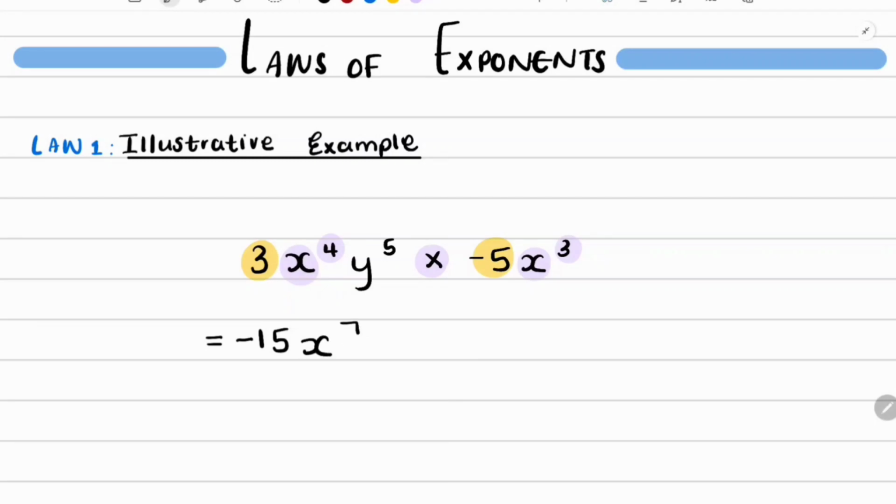Lastly, we're going to deal with the y. Now, take note that we have a y to the power of 5 here, and here we don't have any y. That's not a problem. All this y is going to do is literally just stick to the rest of this expression. Because it didn't multiply by anything, nothing really happens to it, so it stays exactly the same. So we have y to the power of 5. And that would be our answer.